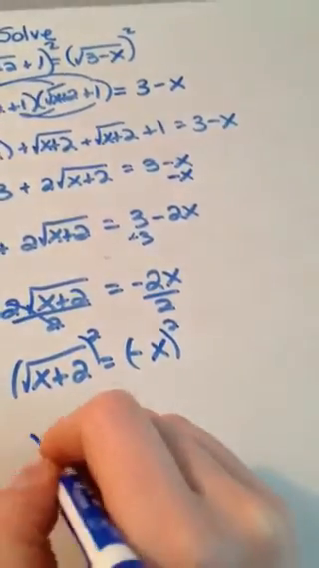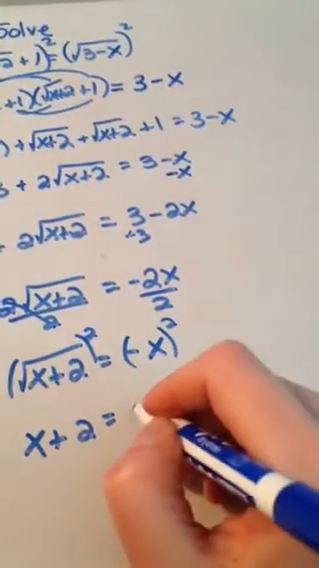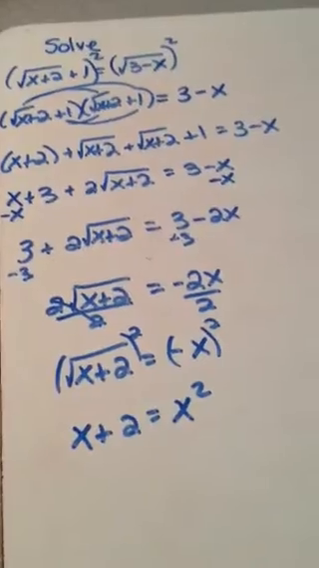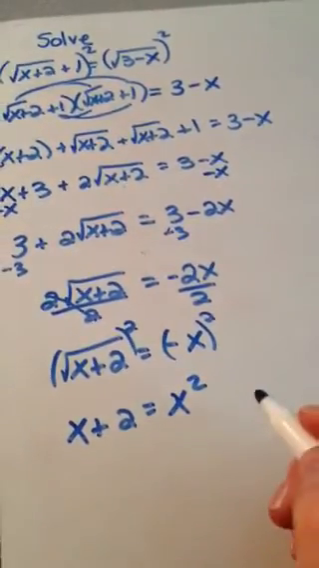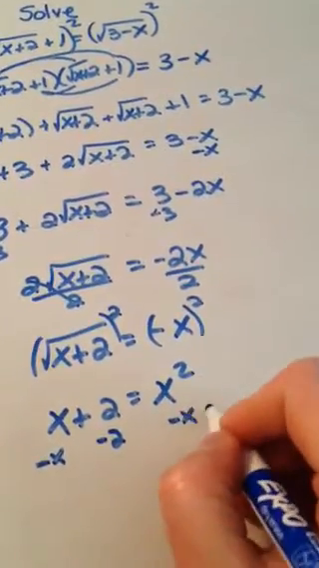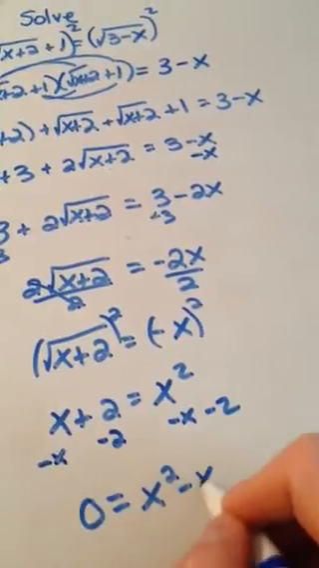And that's going to give me x plus 2 equals negative x times negative x, which is actually positive x squared. Now this is a quadratic equation. I need to set this equal to 0. So I'm going to move my x and my 2 to the other side. So I have 0 equals x squared minus x minus 2.